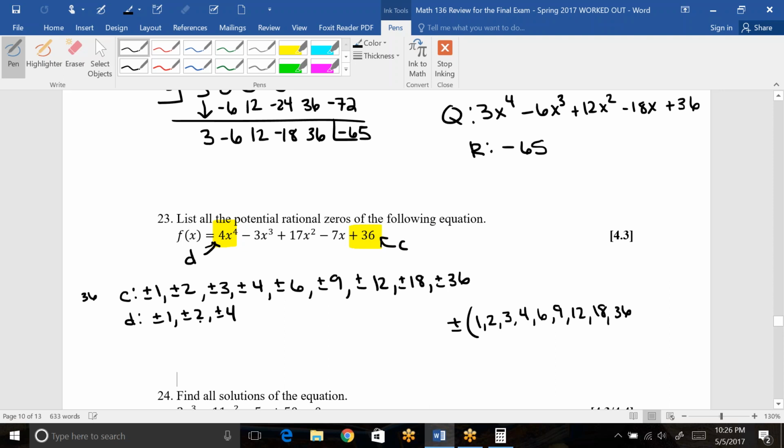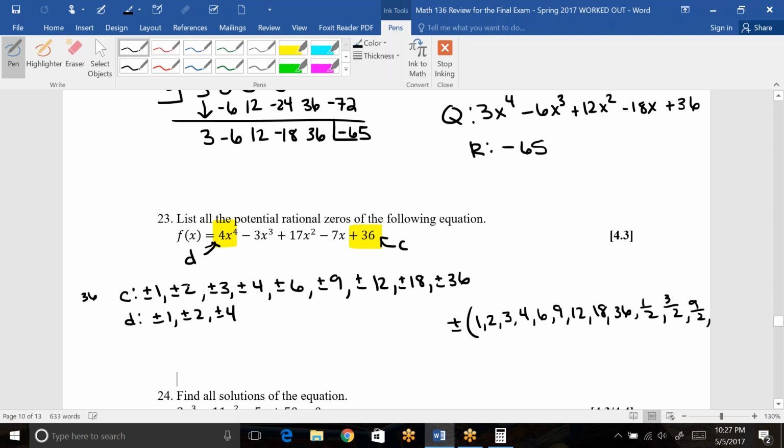If I put them over 2, we only list it if it's a new number. So 1 over 2 is a half. 2 over 2 is 1, which we already had. 3 over 2 is new, since it doesn't divide evenly. 4 over 2 would be 2, which we already have in our list. 6 over 2 is 3, we already have that. 9 over 2 is new. 12 over 2 is 6, which we already had in our list. 18 over 2 is 9, which we already have. And 36 over 2 is 18, so we already have that in the list.